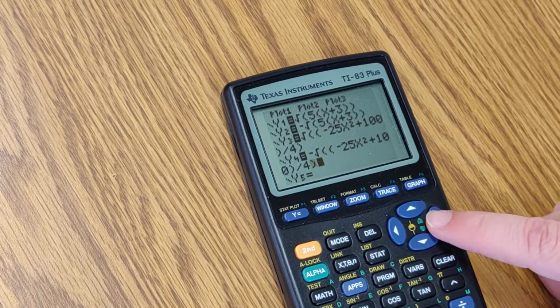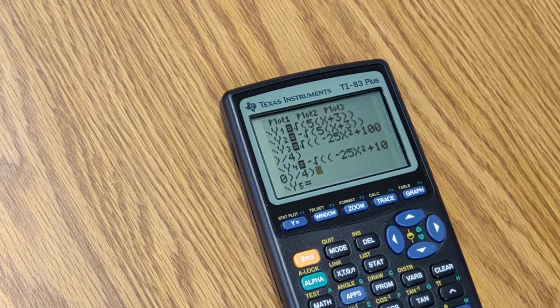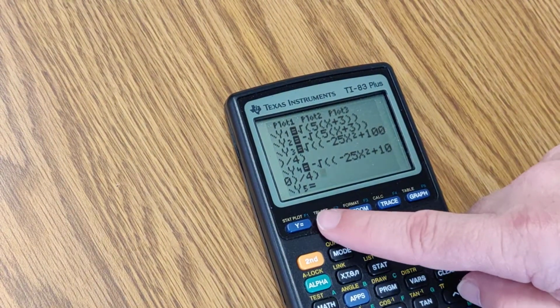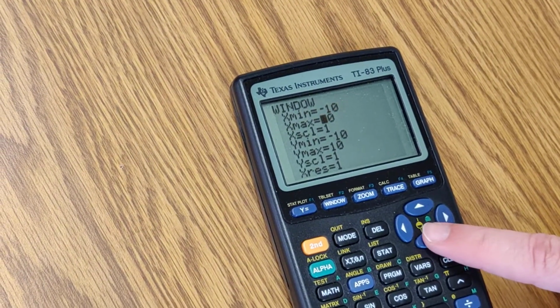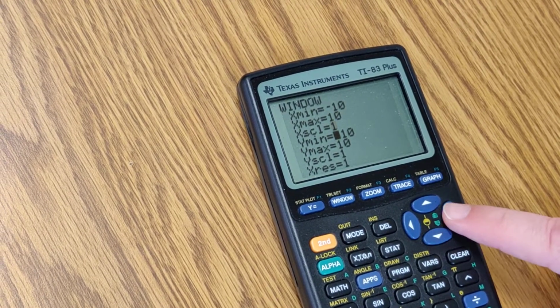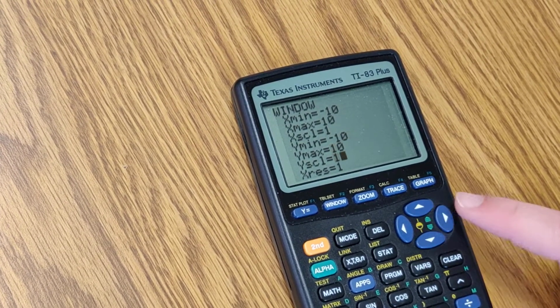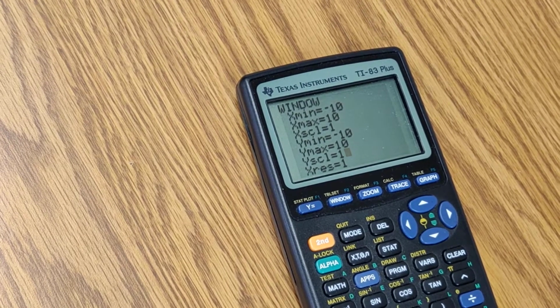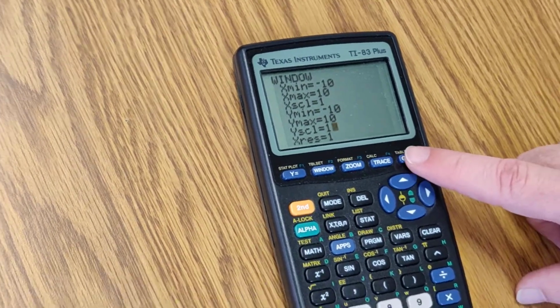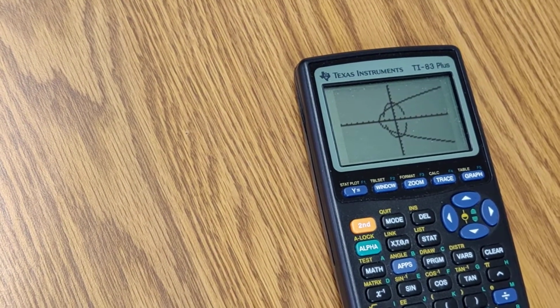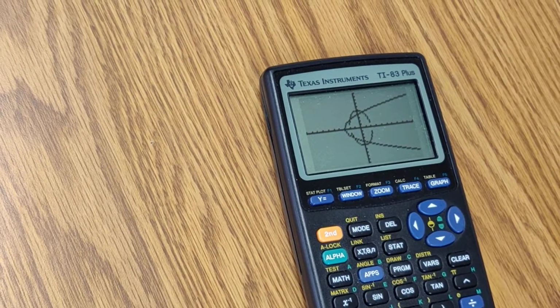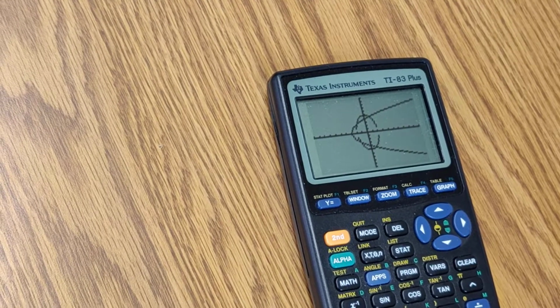There they are. Once you enter the equation, a good idea is to go to your window. Put your window in standard form. That means your x's are between negative 10 and positive 10. So are your y's, and the scale is 1. And then press graph. And you have the graph of a parabola and the graph of an ellipse.